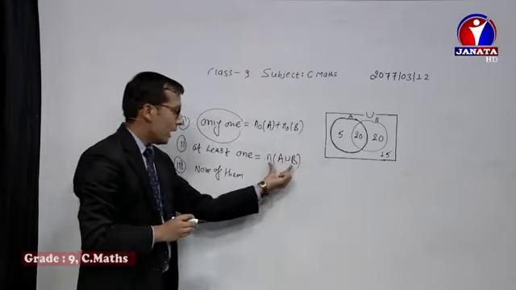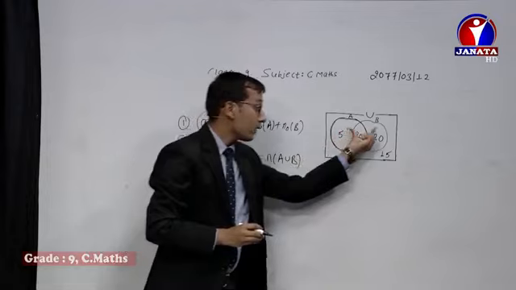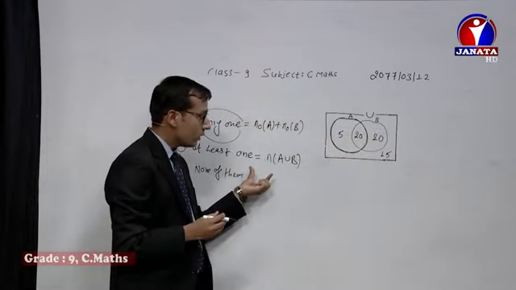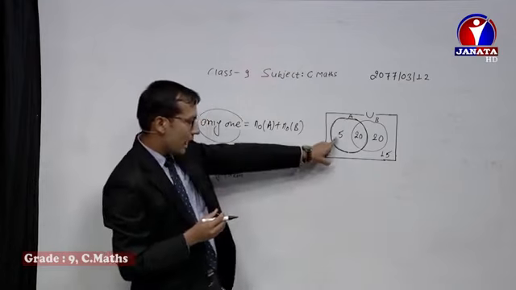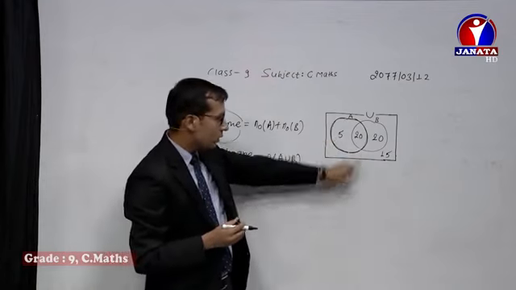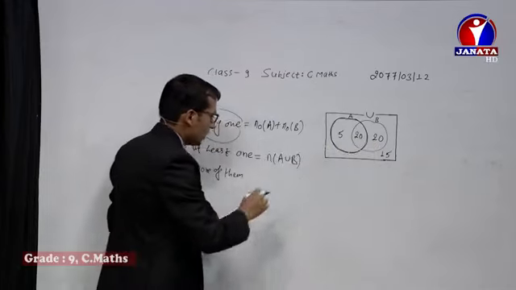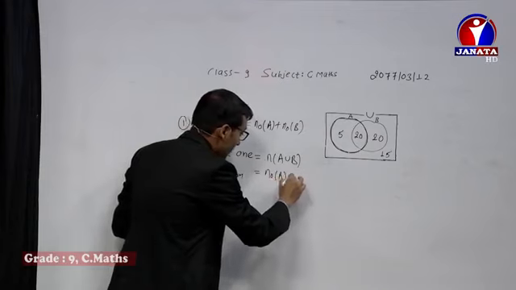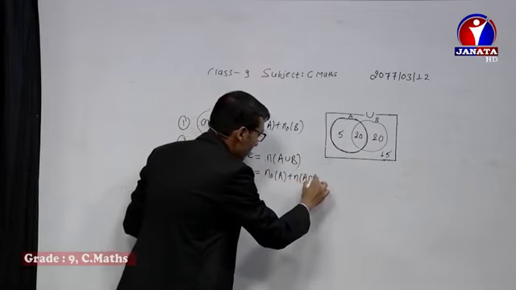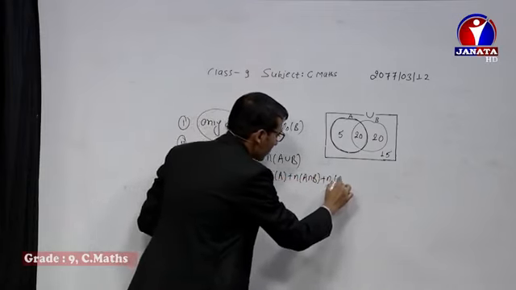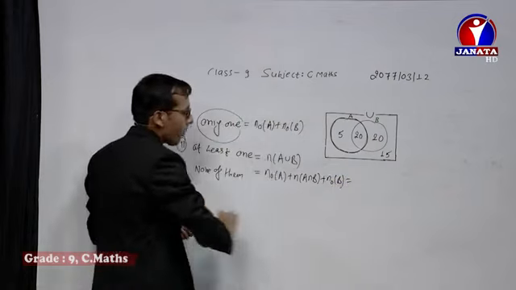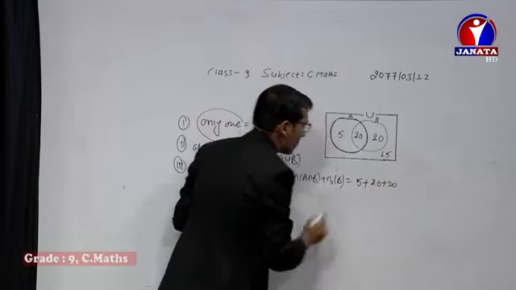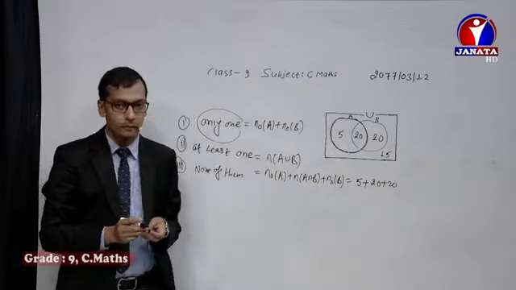So under n of A union B, there are three different regions. We can add the cardinal numbers of these three regions: n only A, the intersection, and n only B. So this is n only A plus n of A intersection B plus n only B. So this is equal to 5 plus 20 plus 20. So we can add this and get the result.